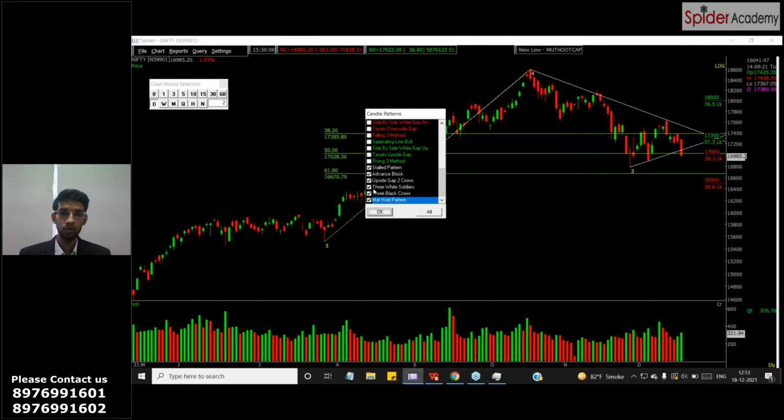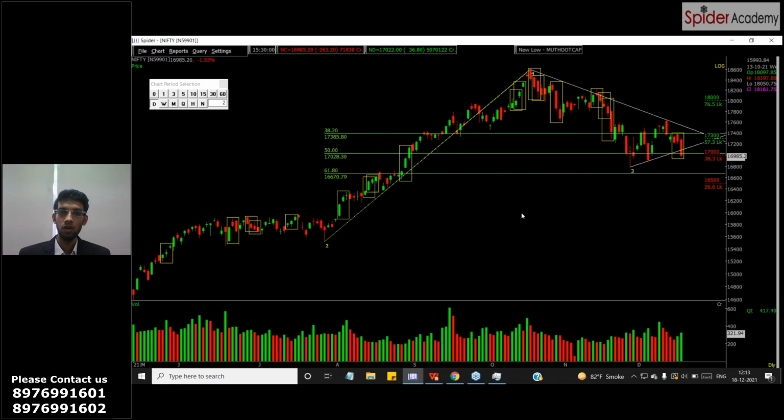I take all those patterns except Mat Hold, because Mat Hold is a 5 candle pattern which is hardly identified on the chart. So I am not selecting that pattern, but the rest, all the white color ones. I selected these patterns and pressed OK. So this is one way you can see the pattern.